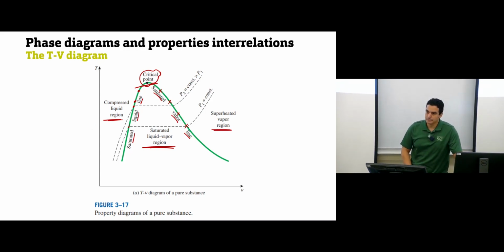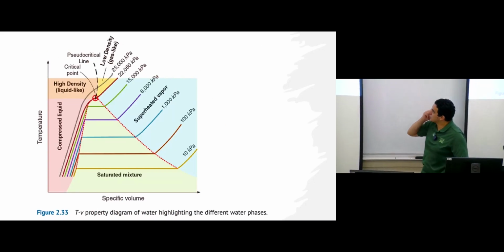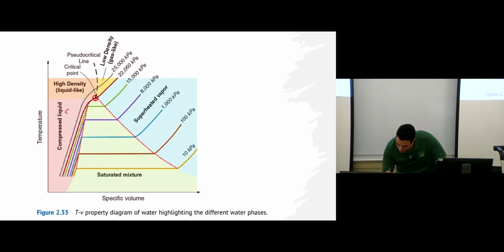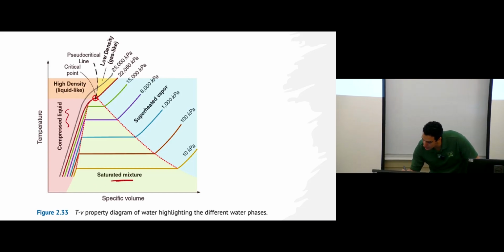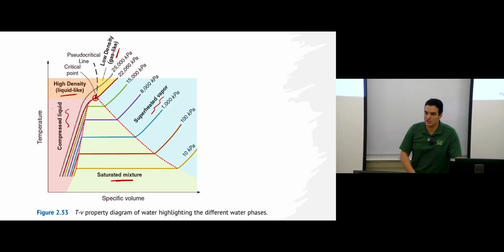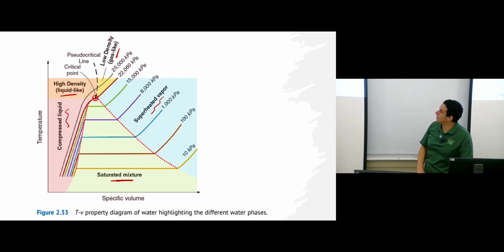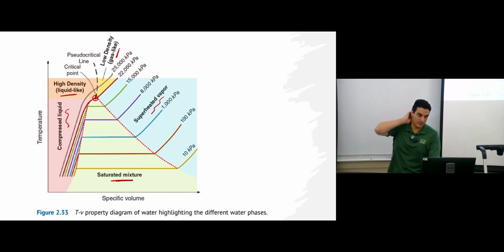Okay? So again, this is the same as the previous one, just each color represents a different phase. We have compressed liquid, here we have the saturated mixture, and here we have superheated vapor. Above the critical point, we can have low density gas-like or high density gas-like, but we will have gases just above the critical point. Each color here represents a different name for the substance state you have. Any questions so far? Is it clear?